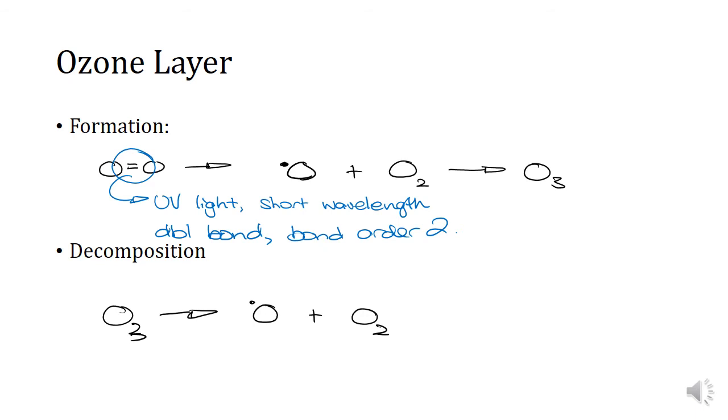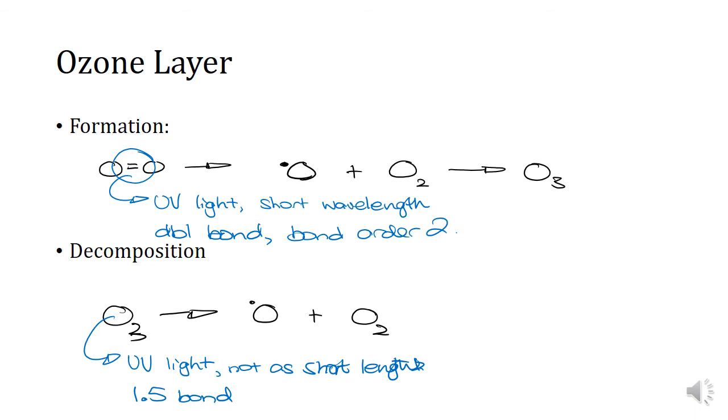When we talk about the resonance, what this basically ends up meaning is, yes, it uses UV light, which is why the ozone layer is important, but not as short a wavelength as the breaking of oxygen, because this is a 1.5 bond. It isn't as hard to break this bond as it is to break the bond of that oxygen to oxygen double. So this is how our ozone layer protects us from a range of different UV lights.